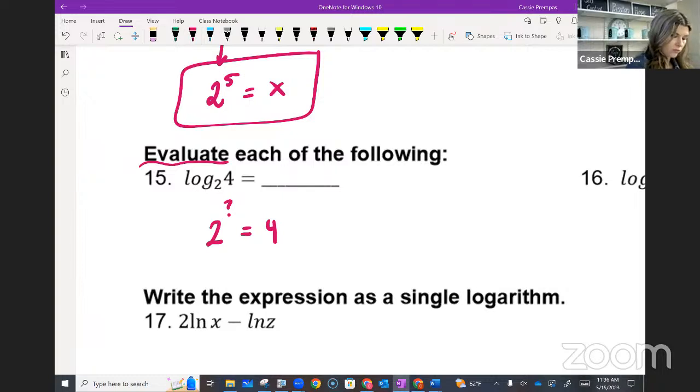Yep, 2. So that answers 2. And all I did was convert. I dropped it, and then I went around the world.